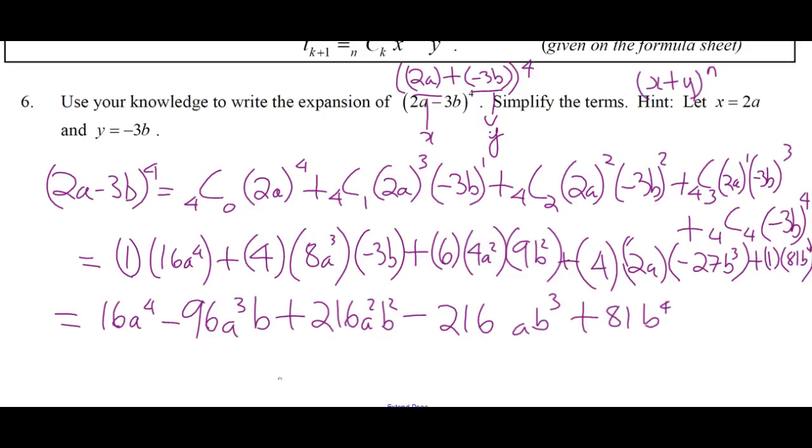Okay, so that's sort of the full expansion, right? You start with 4 choose 0, you take the first thing and raise it to the power of 4, then 4 choose 1, the first thing cubed times the second thing, and there's got to be a plus sign between the things.